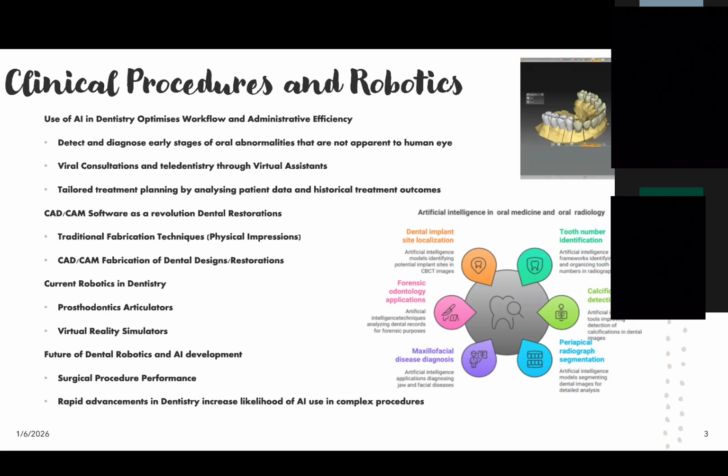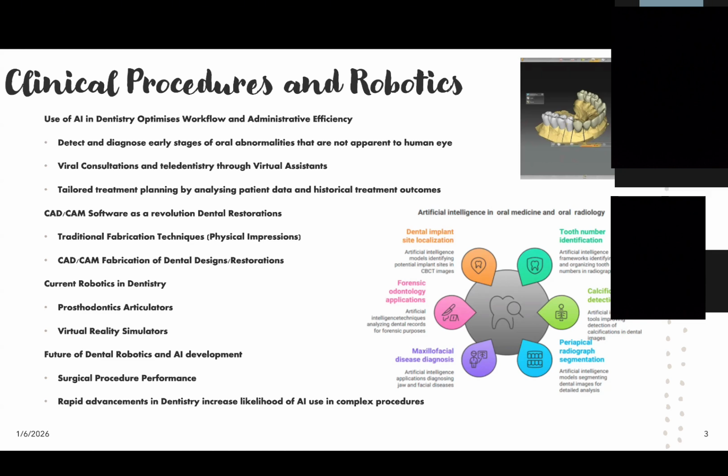Secondly, CAD/CAM software has revolutionized dental restorations. Traditionally, fabrication techniques relied on physical impressions, which could be uncomfortable for patients and time-consuming for dentists. CAD/CAM technology replaces this with digital scans, allowing dental designs and restorations such as crowns or bridges to be designed and manufactured accurately and efficiently. This improves comfort, precision, and overall treatment speed.